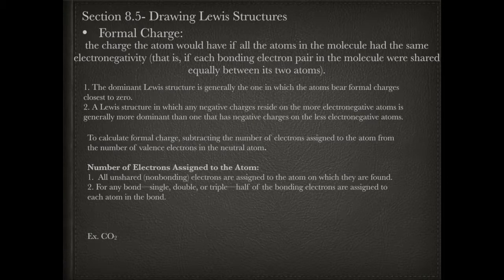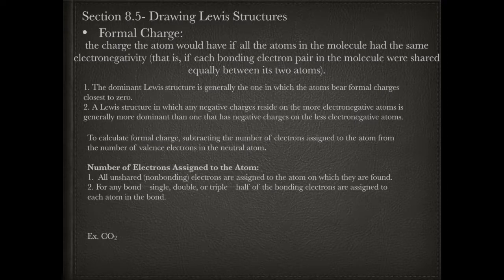To calculate formal charge, all you do is you take the number of electrons that are assigned to the atom, and you subtract that from the number of valence electrons. So how exactly do you determine the number of electrons that are assigned to an atom? Well, it's quite easy. All unshared electrons, meaning non-bonding electrons, count as 1 electron each. So if you have a pair, that would be 2 electrons that are being assigned to the atom.